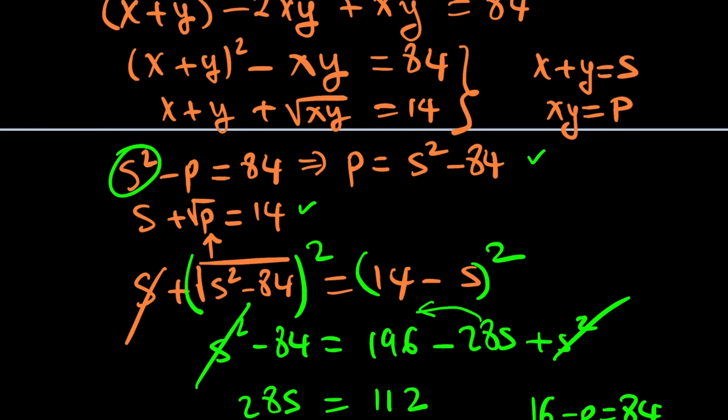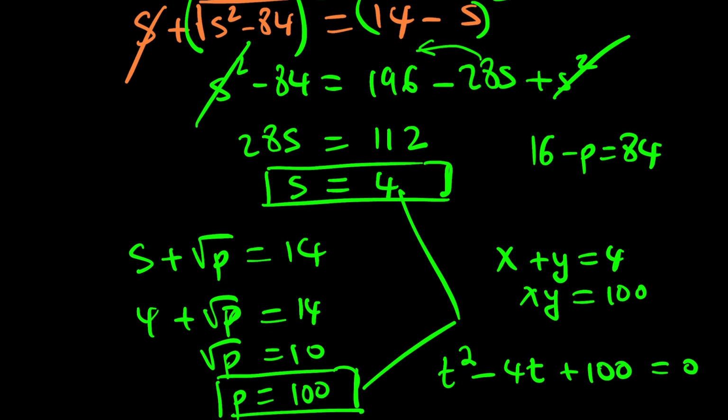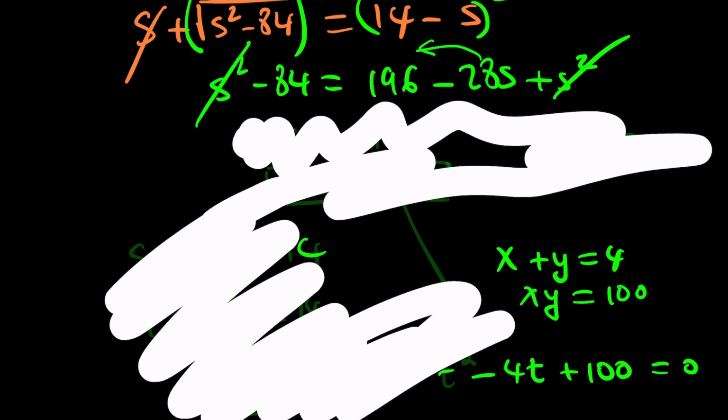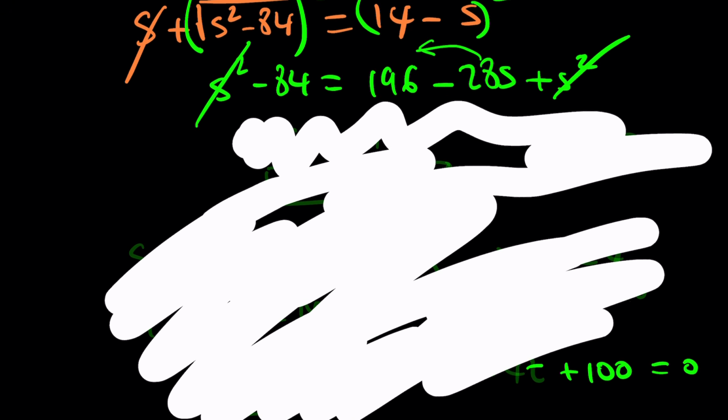P equals s squared minus 84, that is correct. 14 minus s, 196 minus 28s plus s squared cancels out. 28s is, oh, now I see my mistake. I was supposed to add, but I subtracted. I'm like, what is going on here? So this is incorrect. And I'm not going to cut it so you guys can see the natural process here.